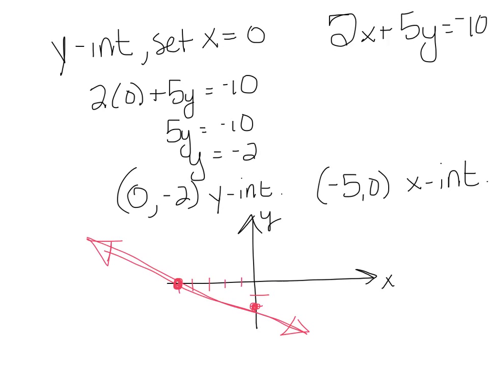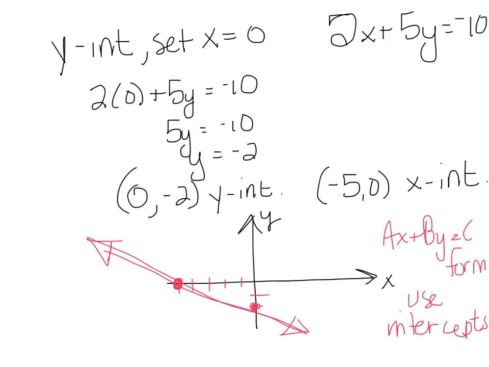And that's all you need to do. So when you have that kind of ax plus by equals c form, it's called standard form, it's nice to use intercepts. It's not the only way, it's the way I'm recommending right now. Okay? And all you have to do then is connect those 2 dots.